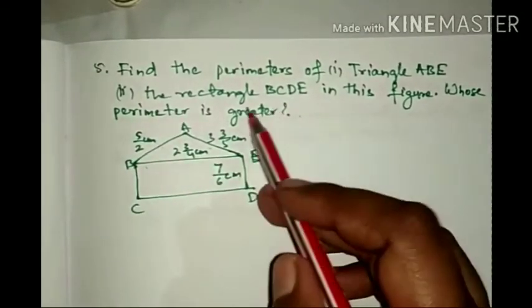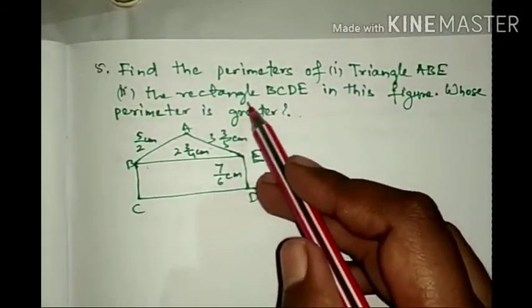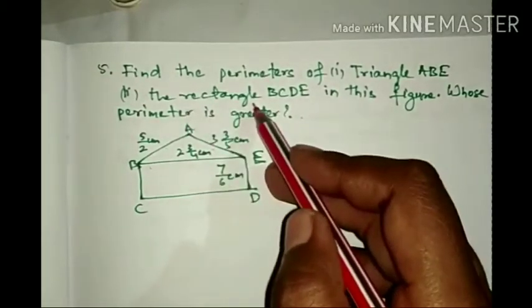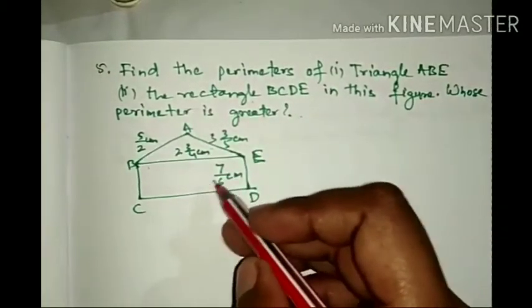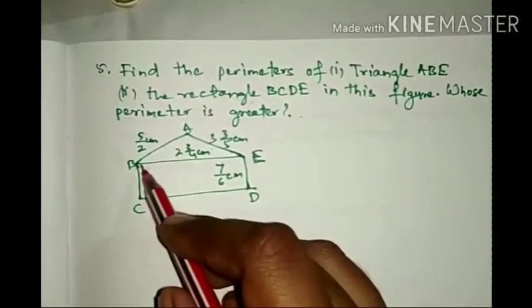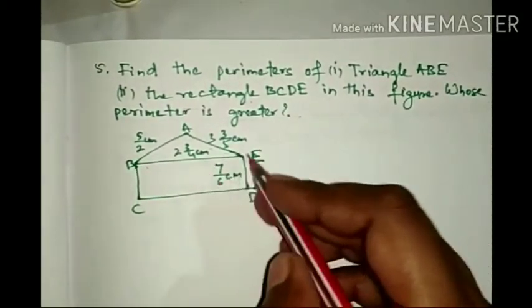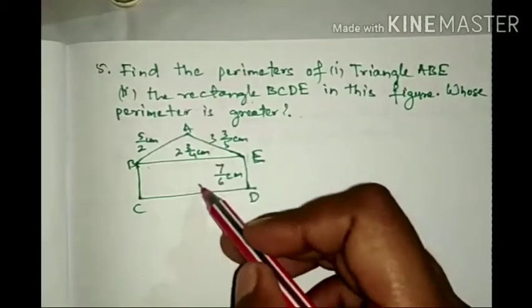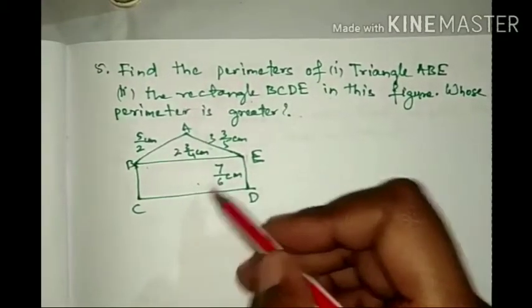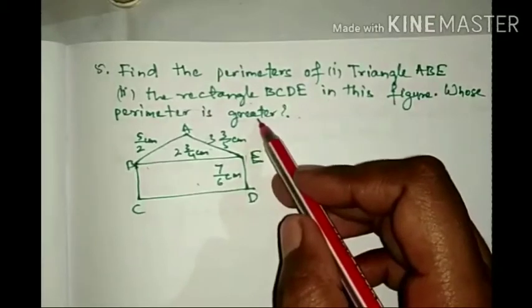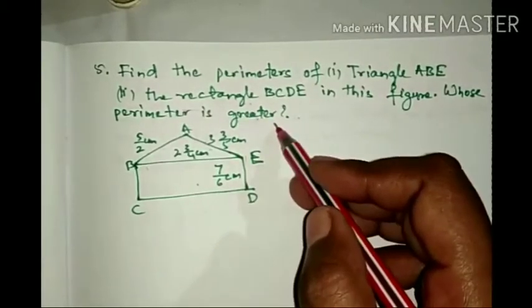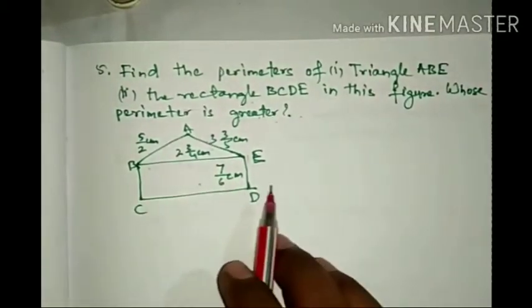Then you have to find the perimeter of the rectangle. Perimeter of a rectangle is 2 whole into length plus breadth, so 2 whole into BE plus ED. You have to find the perimeter of the triangle and the perimeter of the rectangle, then see which perimeter is greater. So this one you will do by yourself.